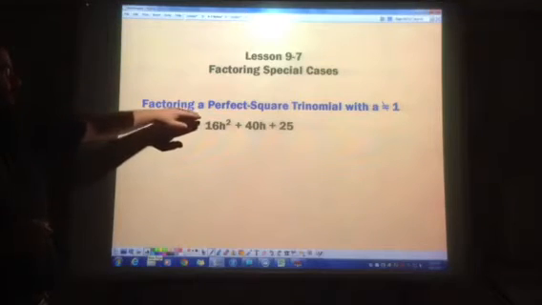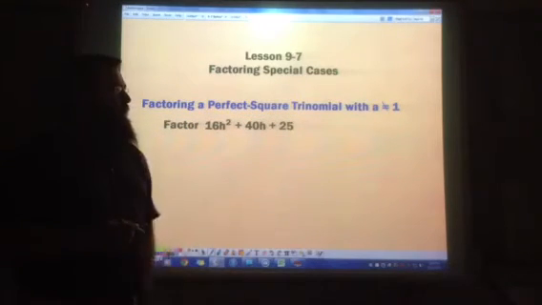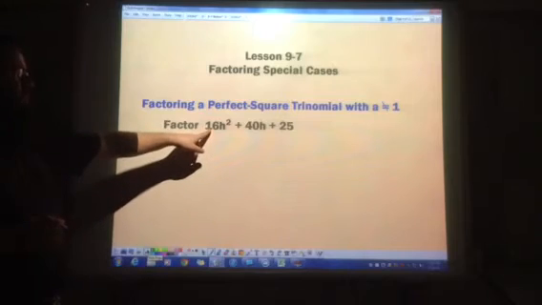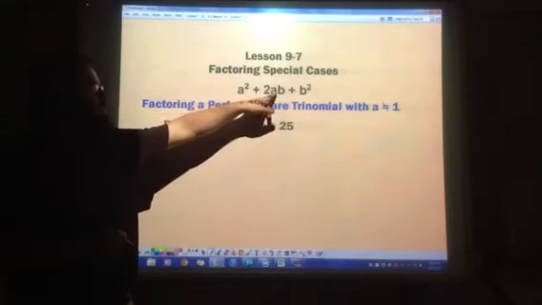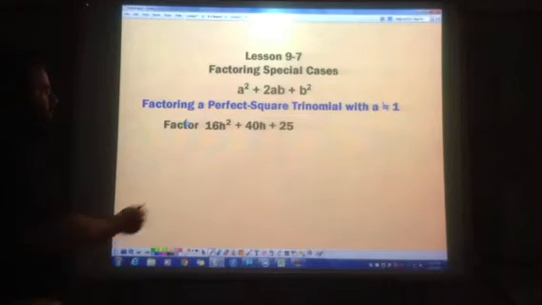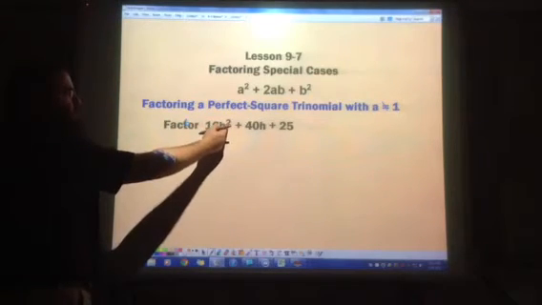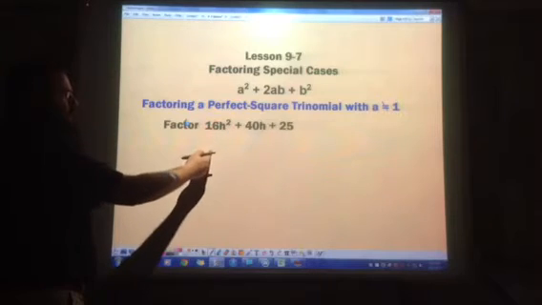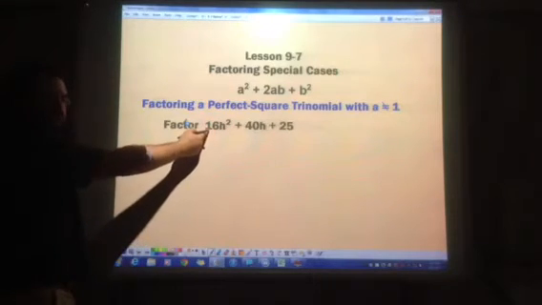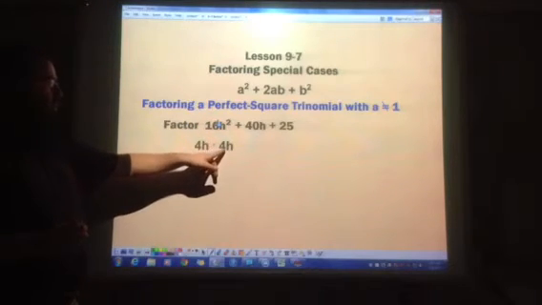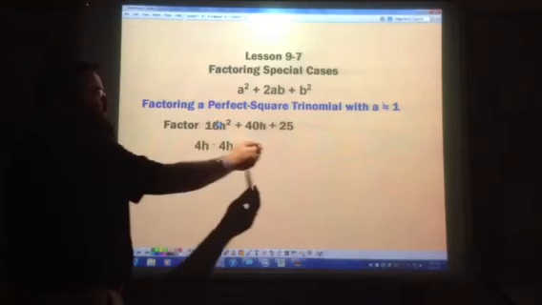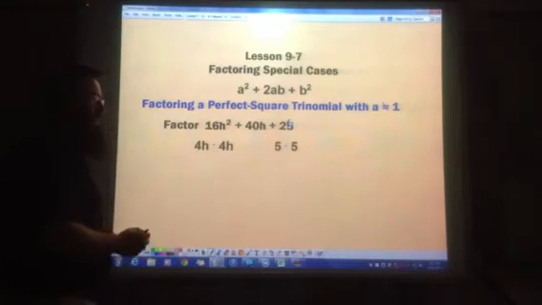Now with the special case of a perfect square trinomial with a that is not 1, we're going to work basically the same way. This is a squared plus 2ab plus b squared, 16h squared. Well, we know h squared would be h times h. What about 16? That would give you 4h times 4h. 25 could be broken into 5 times 5.